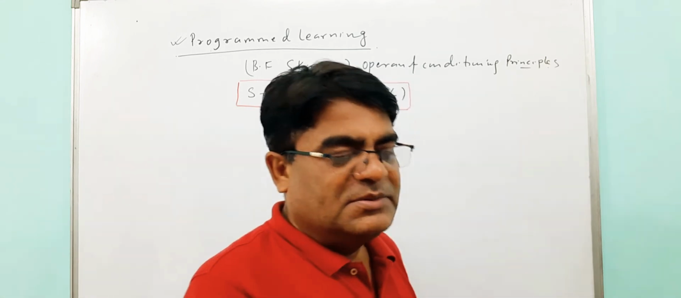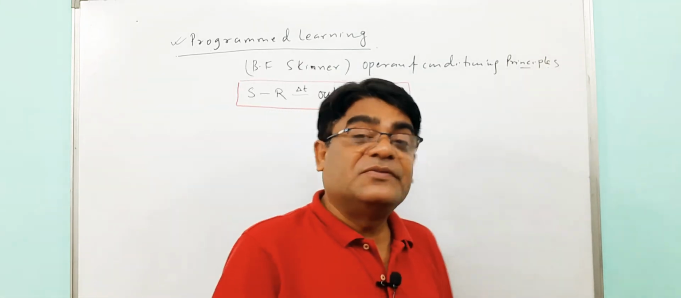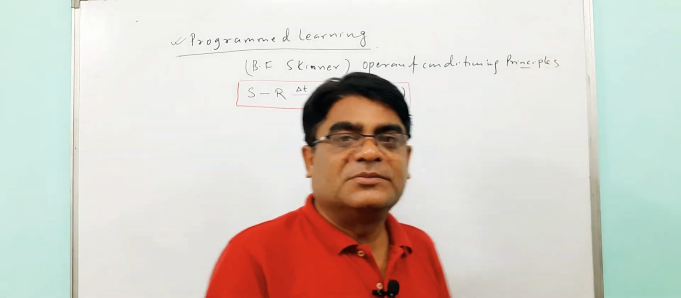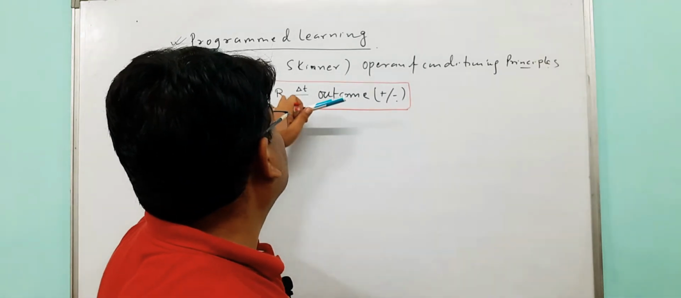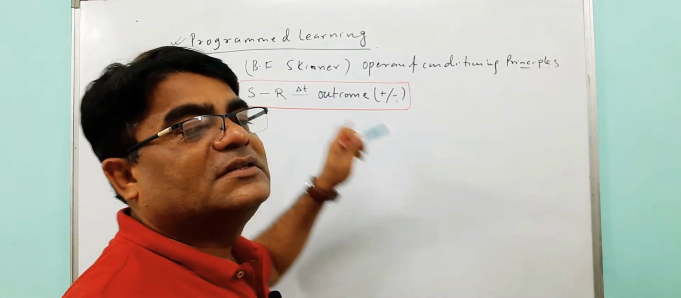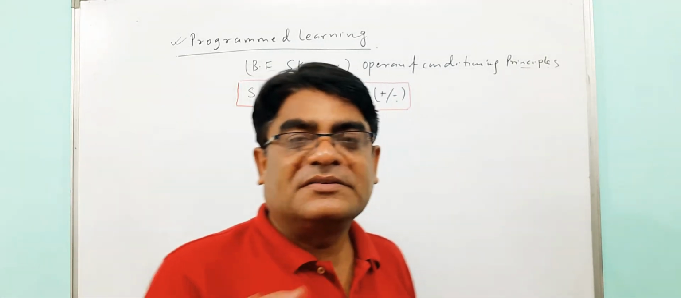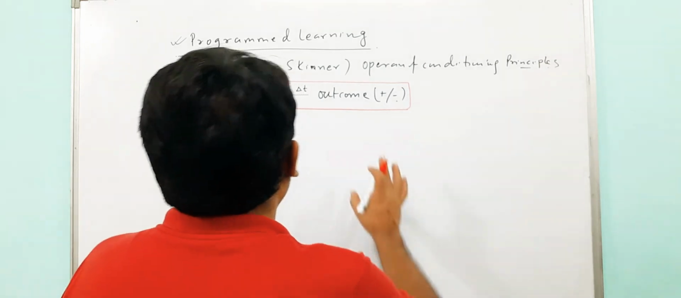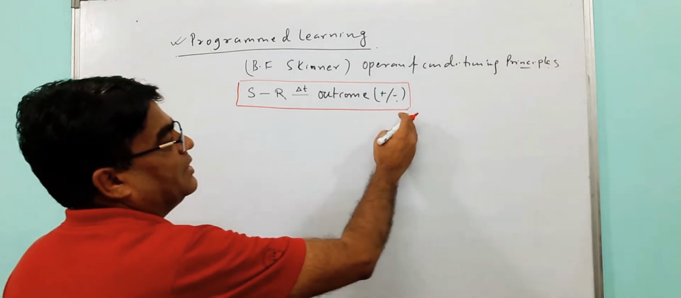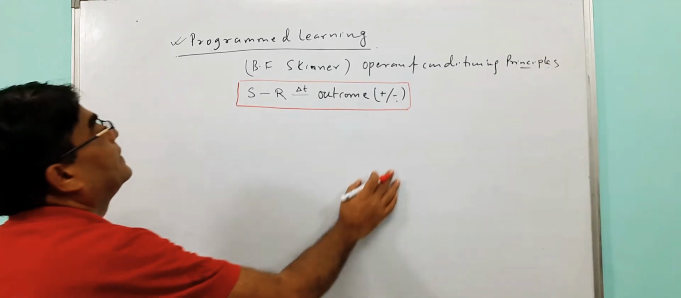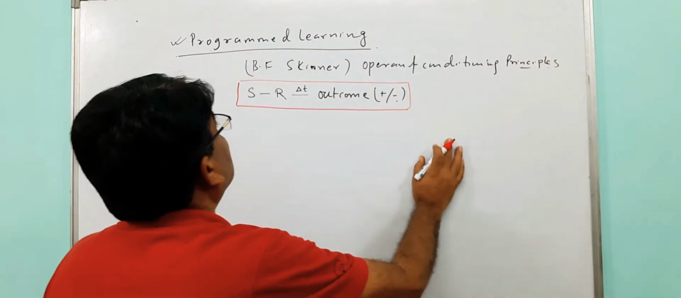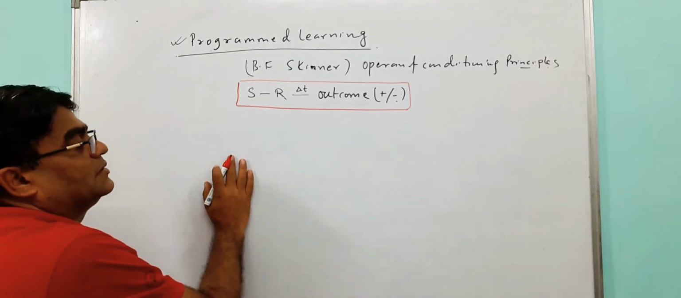If some response is given by the subject, and you reinforce that through a positive, then it is more likely to be repeated when a similar stimulus comes. S is there, R is given, and then some reinforcement comes. So in future, this R will come again whenever S is there. So what is the principle of programmed learning? Operant conditioning. And because programmed learning is based on this principle, what is the procedure of programmed learning? That is the question.